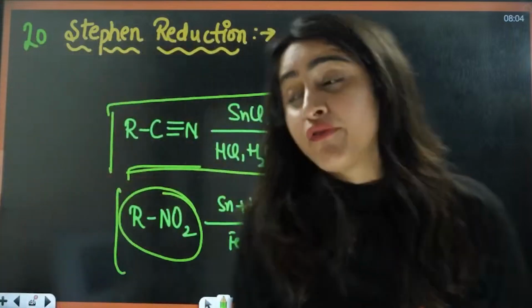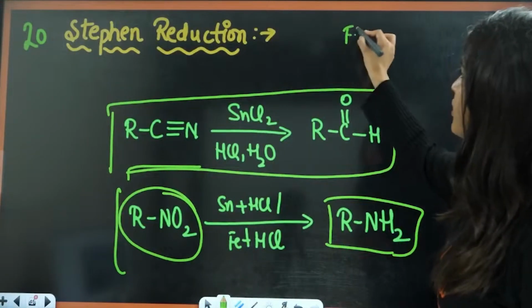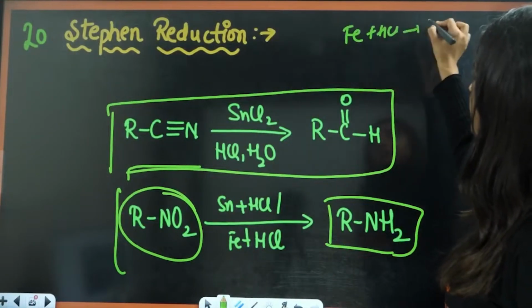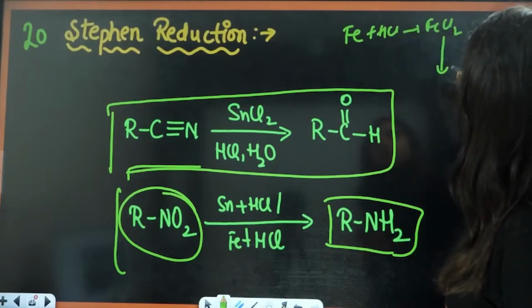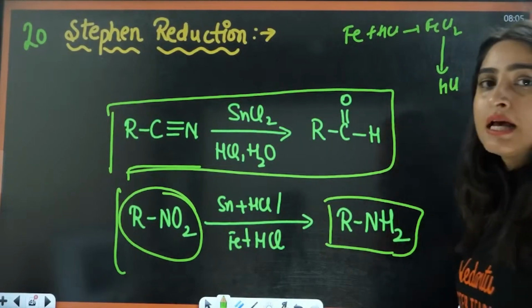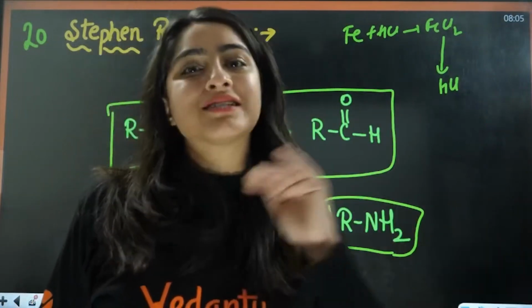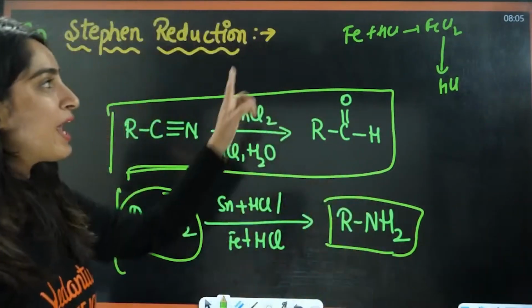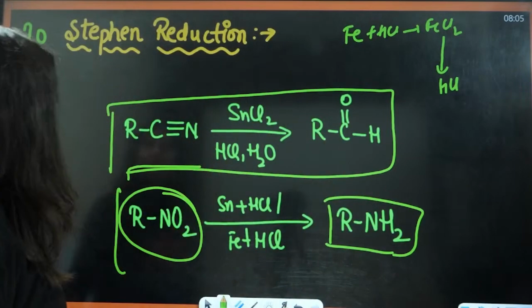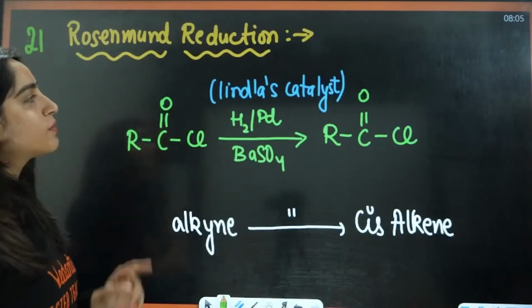Here iron is preferred because iron with HCl forms FeCl2, which on hydrolysis forms HCl. That is why the HCl required from outside is less here. So that is why Fe is preferred here. Next is Rosenmund reduction.